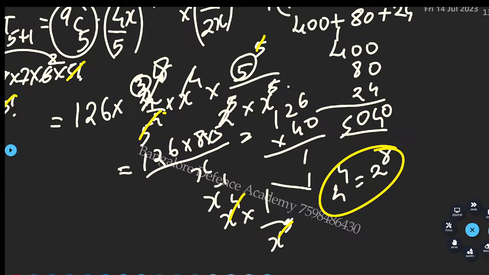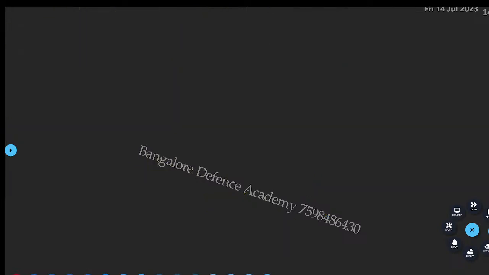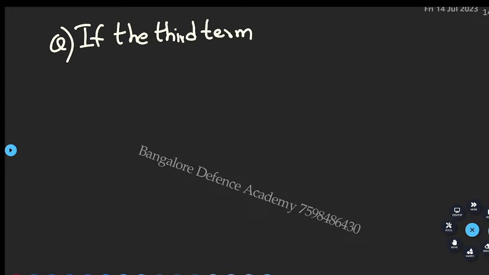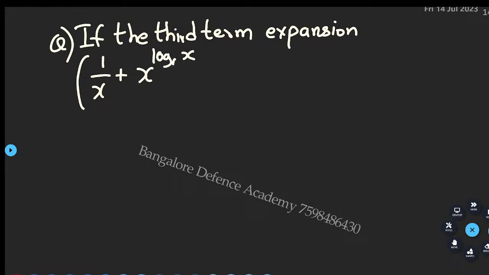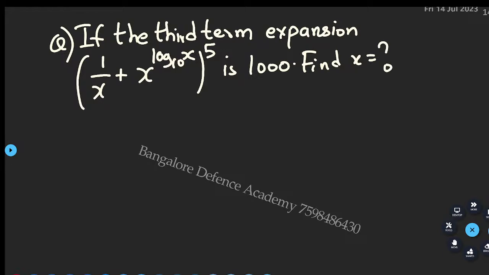Take down the next question. So write down: if the third term of the expansion of (1/x + x^(log x base 10)) to the power of 5 is 1000, find x. Find x.